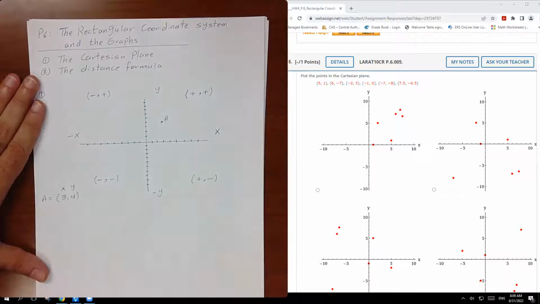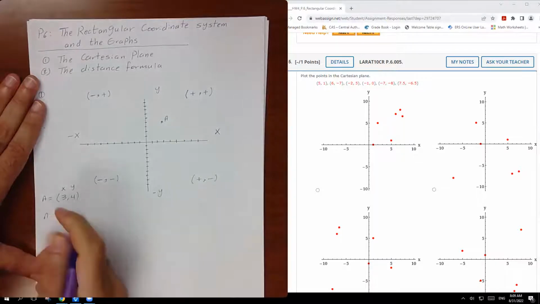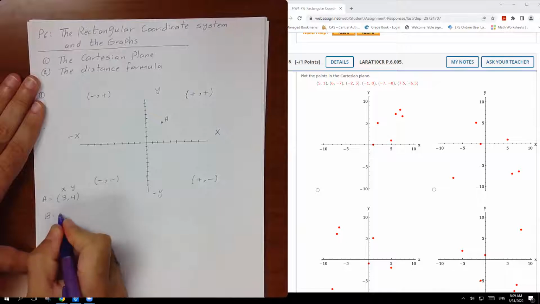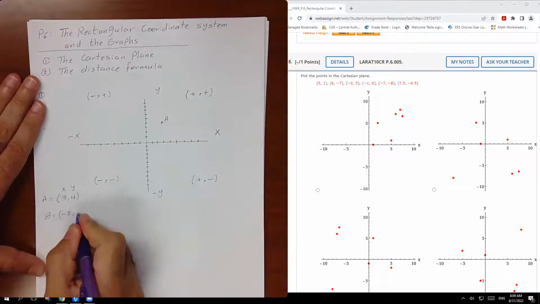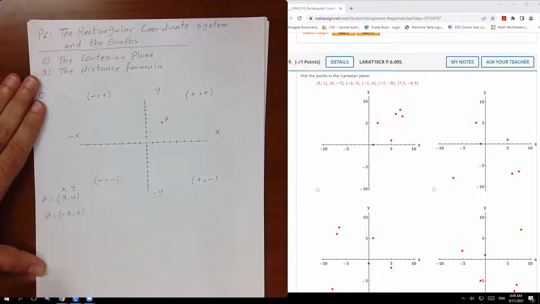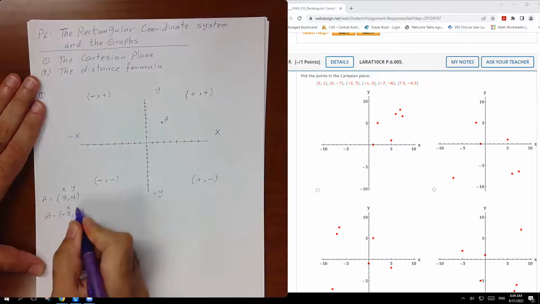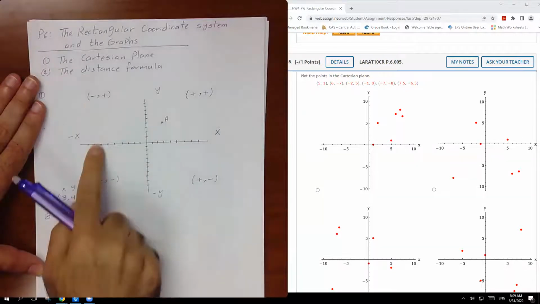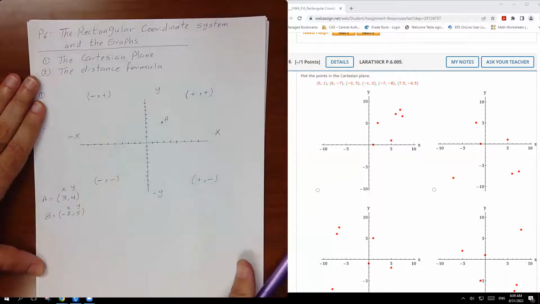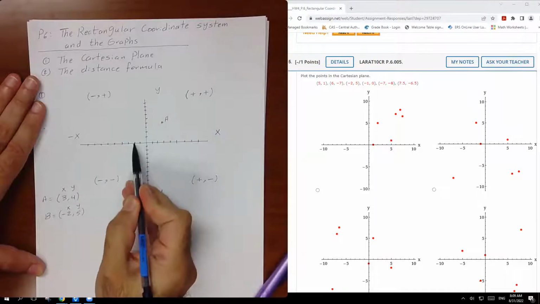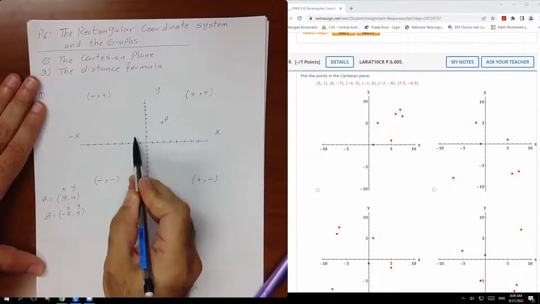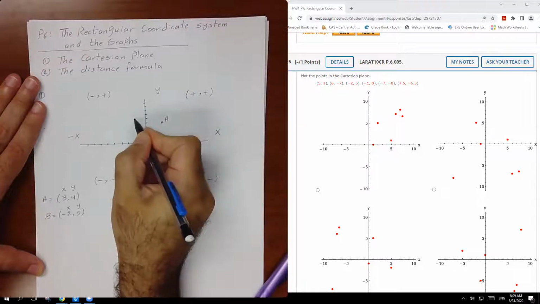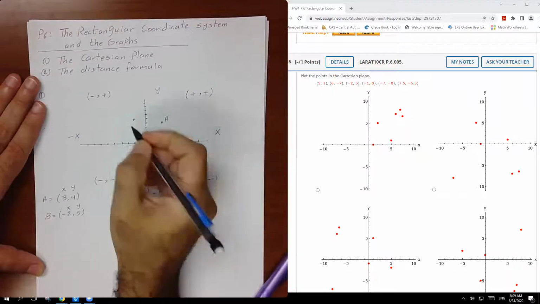If you have this point, say B, B equals -2 and 5. So X is -2 and Y is 5. Negative, I'm going to go to the negative side. X is 2, so it's going to be 1, 2. Y is 5, so 1, 2, 3, 4, 5. So the location for this point is going to be here. This is B.